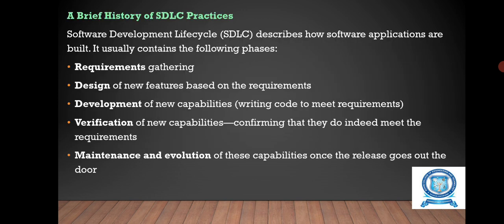A brief history of SDLC practices. Software Development Lifecycle (SDLC) describes how software applications are built. It usually contains the following phases: requirement gathering; design of new features based on the requirements; development of new capabilities, that is, writing code to meet requirements; verification of new capabilities, confirming that they do indeed meet the requirements; and maintenance and evaluation of these capabilities once the release goes out the door.